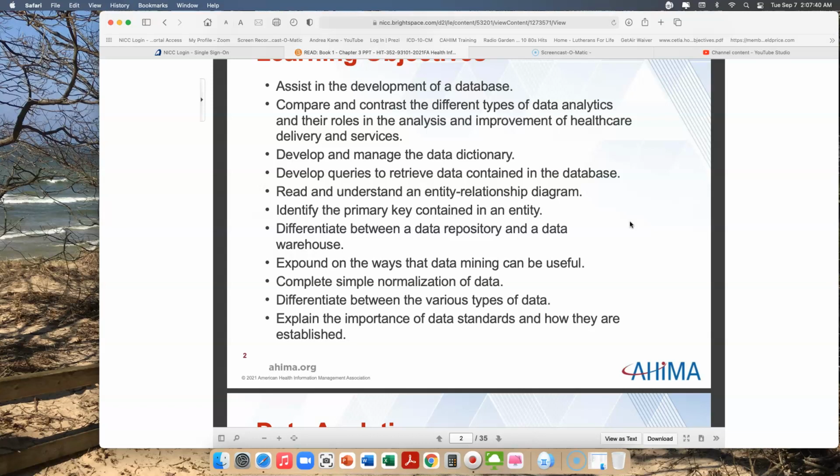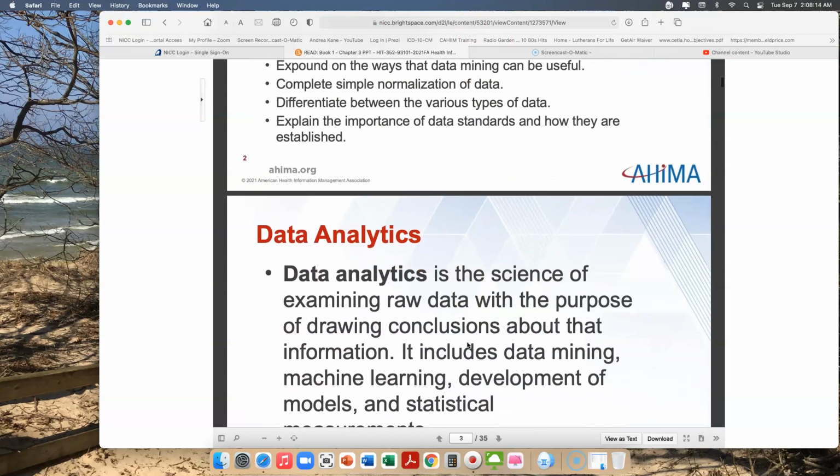We're going to develop and manage the data dictionary, develop queries to retrieve data contained in the database, read and understand an entity relationship diagram, identify the primary key contained in an entity, differentiate between a data repository and a data warehouse, expound on the ways that data mining can be useful, complete simple normalization of data, and differentiate between the various types of data, explaining the importance of data standards and how they are established. So let's move on here.